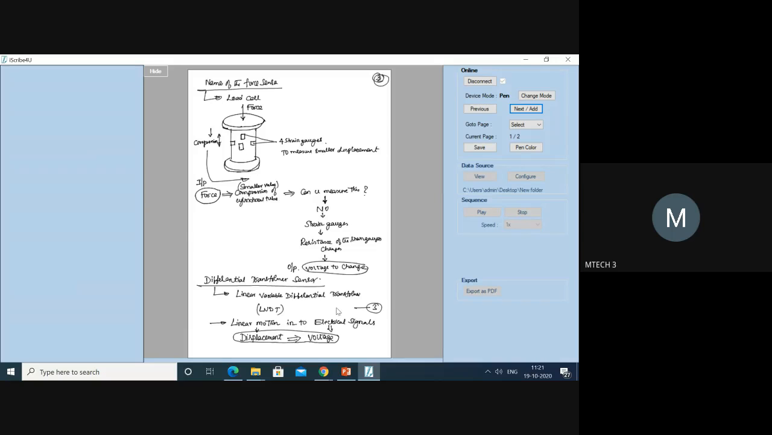Now let us understand how it is a differential transformer. If you observe, this is going to be the transformer. I'm just showing the cut section of the transformer here. So we have the iron core.